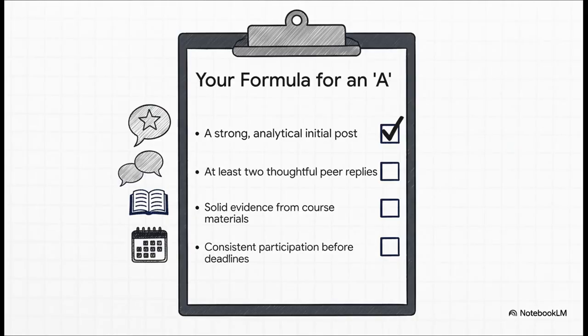So let's wrap this all up into a simple formula. This is your checklist for every single online discussion from now on. You need a strong, analytical initial post. You need at least 2 thoughtful peer replies using that 3-step formula. You back up your points with solid evidence, and you do it all consistently throughout the week. That is how you earn an A.